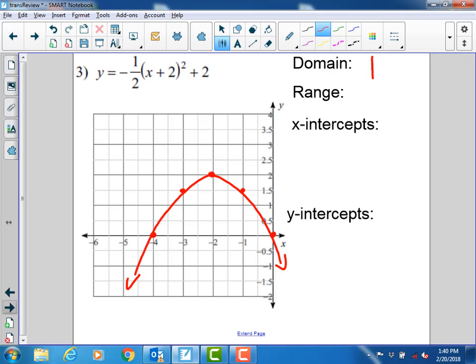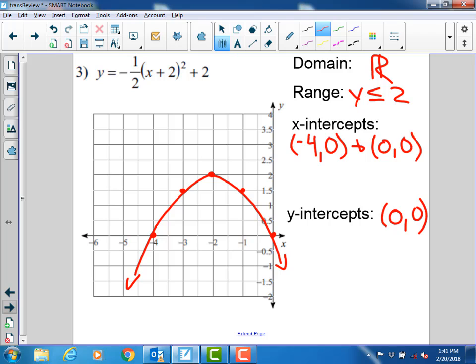Our domain is all real numbers. The range is y is less than or equal to 2, since opening down. And our x-intercepts, we plotted them. So we can see (-4, 0) and (0, 0), the origin. And our y-intercept is also at the origin.